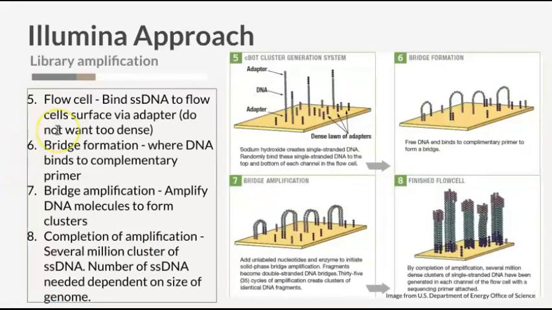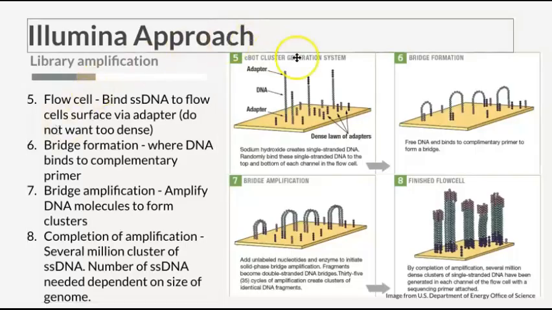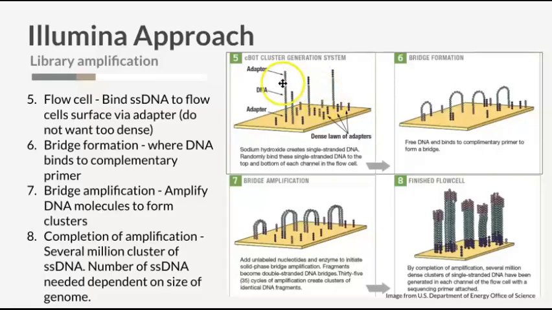After you have your library prep, what you're going to want to do now is amplify your library prep. So we're going to take all those fragments that we have with the adapter ligated to them, and we're going to put them on what's called a flow cell. So here's your flow cell right here. The flow cell is going to bind these single strand DNA, and the flow cells also have adapters on them.